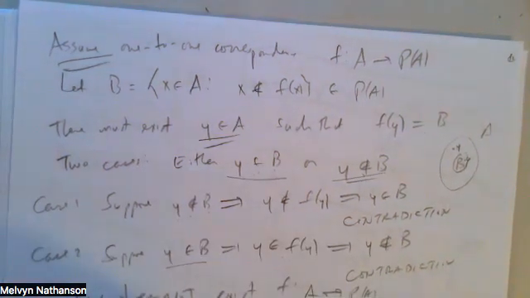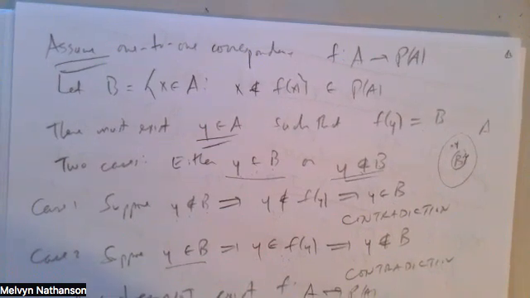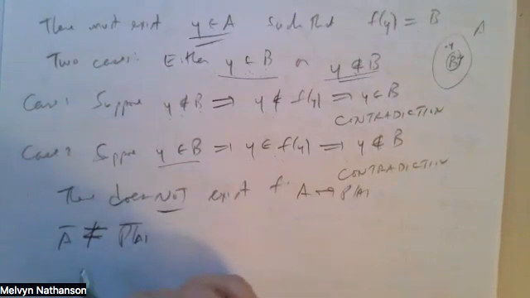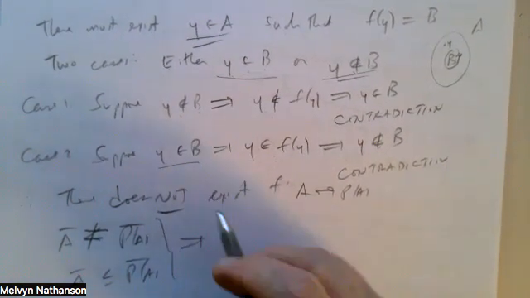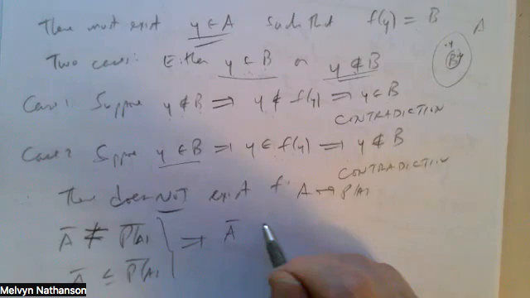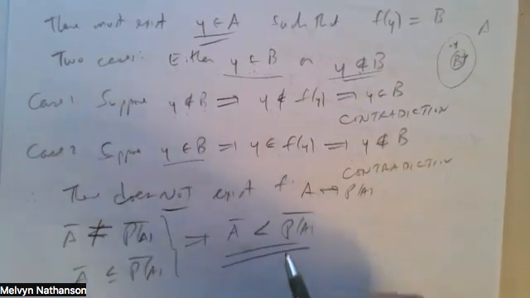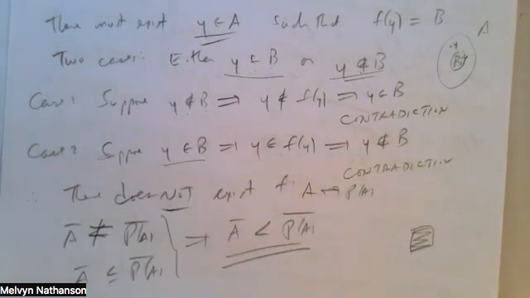So the cardinality of A is not equal to the cardinality of the power set of A. But we know that the cardinality of A is less than or equal to the cardinality of the power set of A. So this means that the cardinality of A is strictly less than the cardinality of the power set of A. And that is the proof of the theorem. That's it.